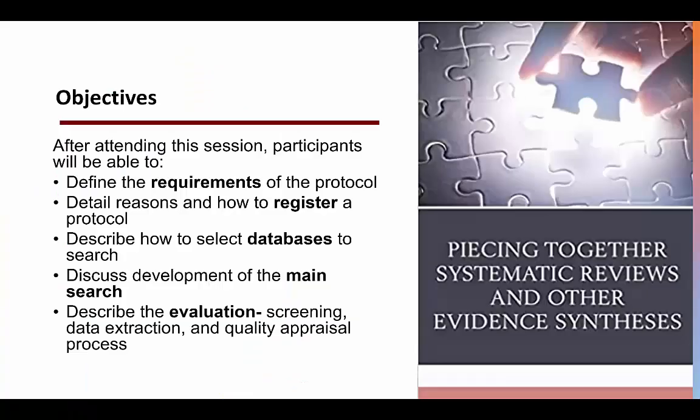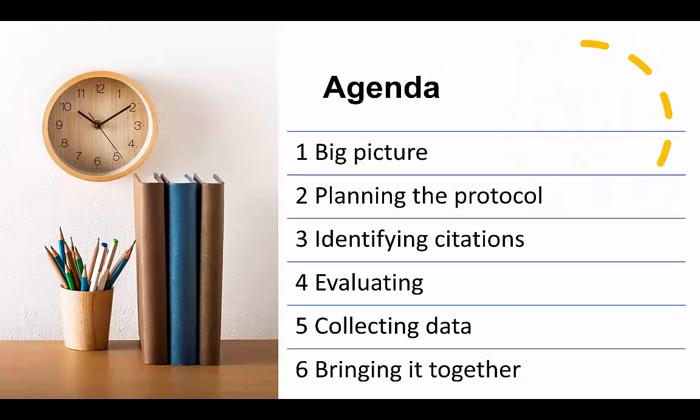So today's objectives are we're going to be going over the protocol. We're going to be talking about what are the requirements of a protocol, why should you register, talking about selecting databases for the search, beginning that discussion on developing the main search, and then talking about the steps that happen after the search that need to be developed to complete the protocol and before moving on to the next stages. So I've divided up today into 6 parts.